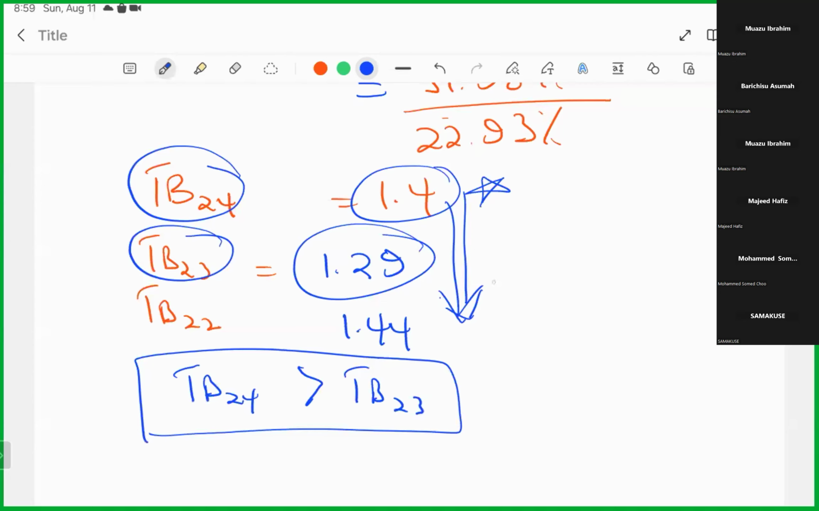And higher tax buoyancy most likely means higher tax revenue. So how is the government going to increase the tax revenue? What are the key questions? Will government be introducing new taxes?